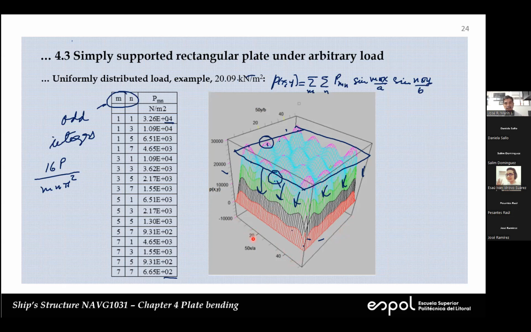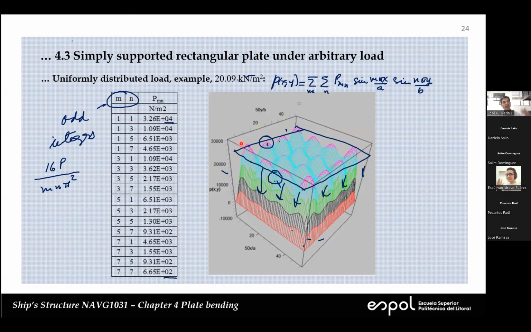This number here is the number of the partition. So I evaluated 50 values in this direction and 50 values in this direction for x and y, and for each one of these x and y values I evaluated this summation. And this is the result. You see that this is supposed to be uniform, but we have some waviness. We have a large value, then it decreases, a large one, decrease, etc.